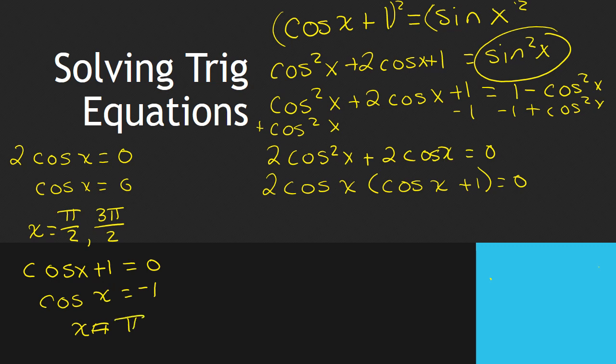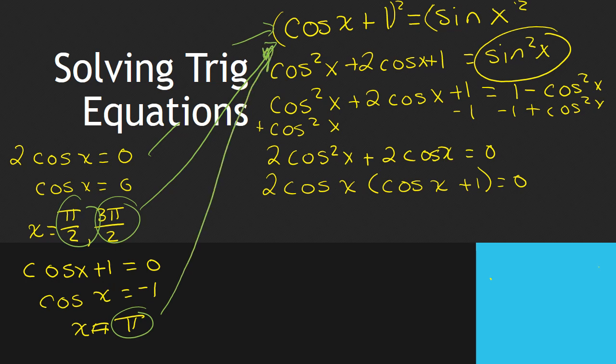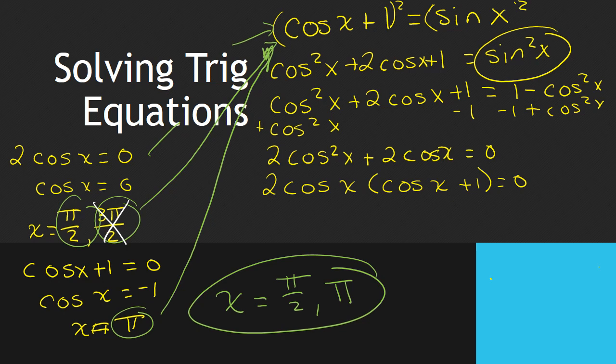Now, you really should be plugging all of these values back in to the original equation to verify that it's true. And when you do this, you'll find out that this one doesn't work. So my solution is actually x is equal to pi over 2 and pi, and that is it. So you do have to check your solutions.